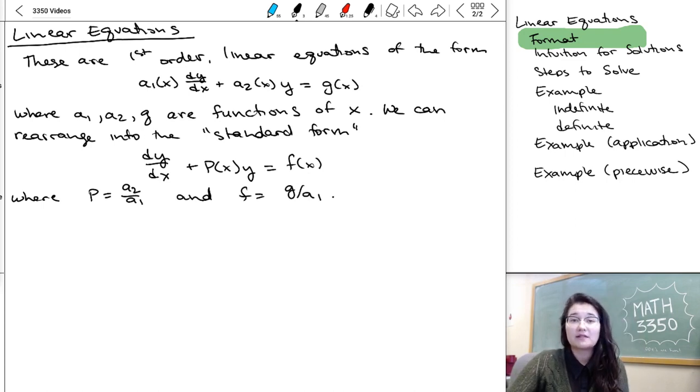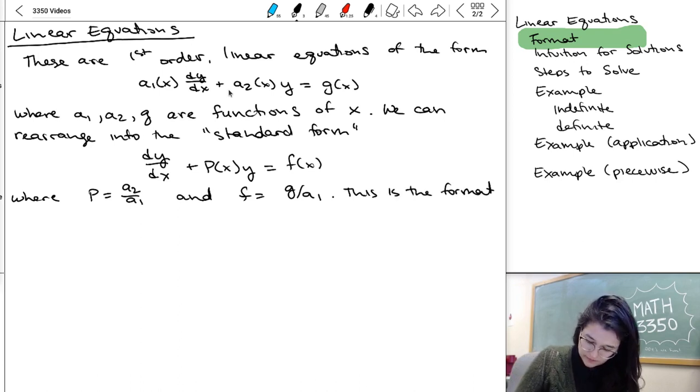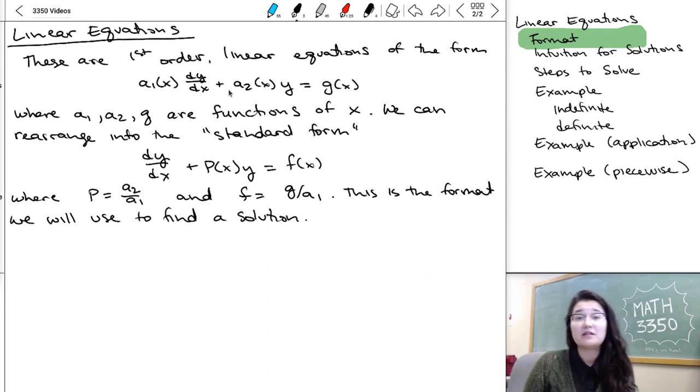So when you set out to solve a linear equation, if it has something multiplying dy dx, divide that through the whole thing before you start the problem. And the reason you need to do that is because it's the format that was in mind when we wrote out the steps to solve it. So if you don't do that, things are going to be kind of off. So that's the type of equation we're looking to solve.